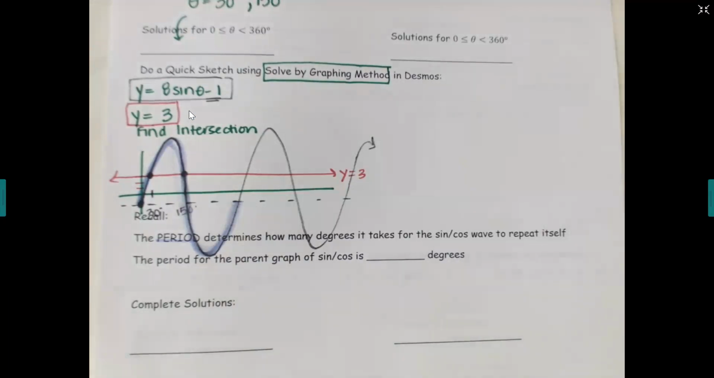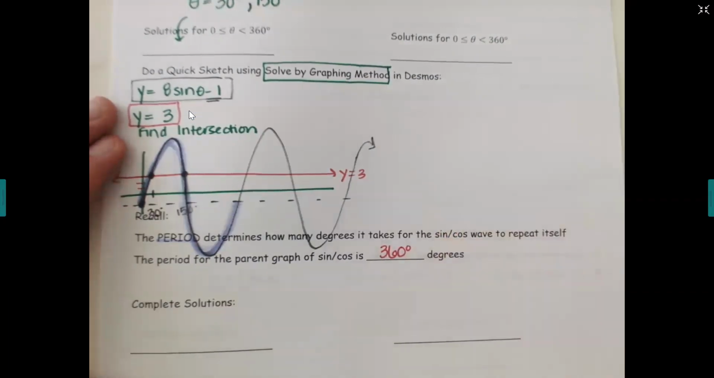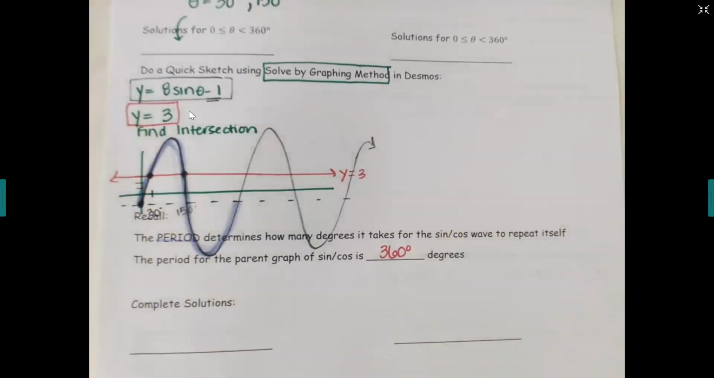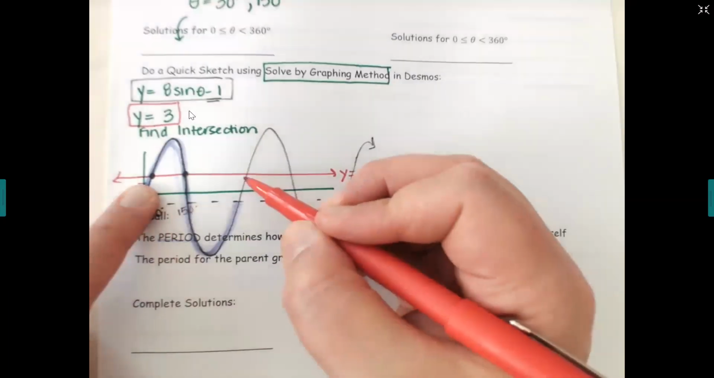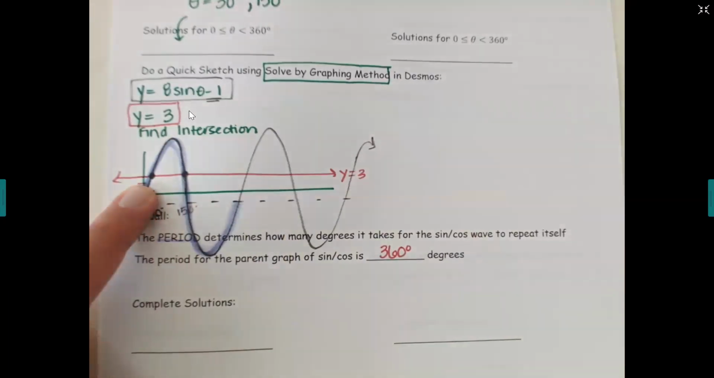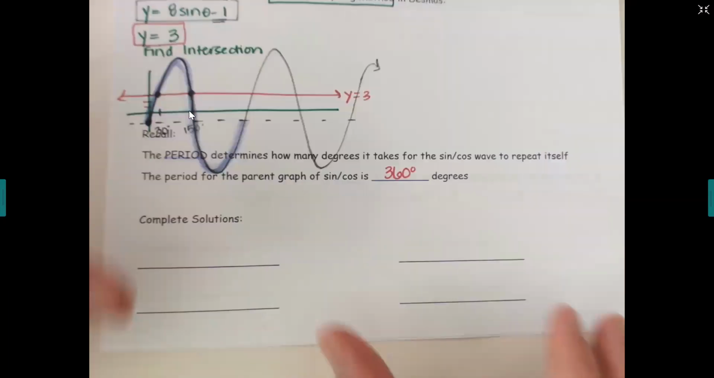Anyone? 180? Not 100, it is 360. Okay, and here's why I want you to think about the circle. One full circle is one full period for the normal sine and cosine functions. So if I want to find the next intersection, I can just add 360 and then I'll know what that number is. So come down here to where it says complete solution.